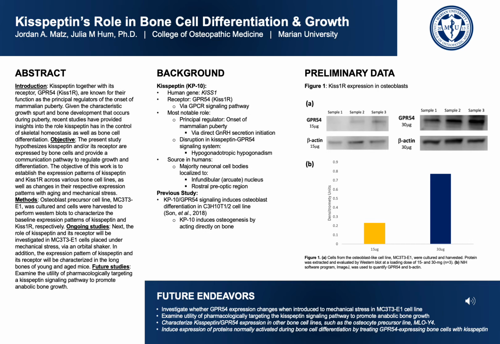This will tell me if mechanical stress in this specific bone cell line has any effect on GPR54 expression. Being that I've only tested this receptor expression in one cell line, I also plan on repeating the series of experiments using an osteocyte-like cell line, MLO-Y4, as well as a different osteoblast-like cell line that comes from more of a weight-bearing bone.